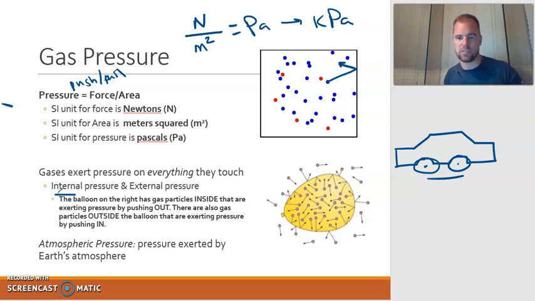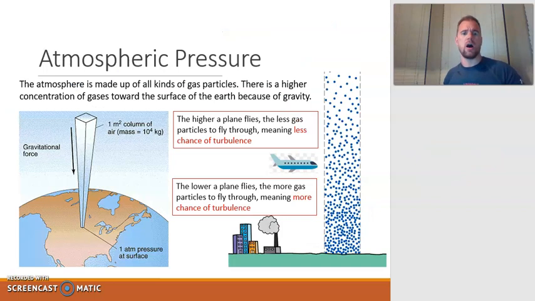One, the gas particles inside start to lose energy, and also some of the gas particles may escape the actual balloon itself. Not many, relatively speaking, but that's what starts to happen. Now, how do you measure atmospheric pressure? And how do you think about atmospheric pressure?